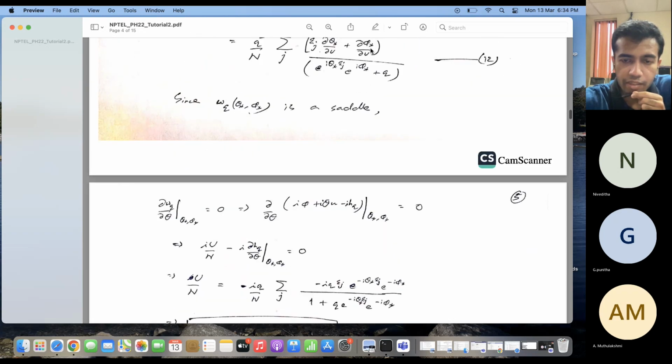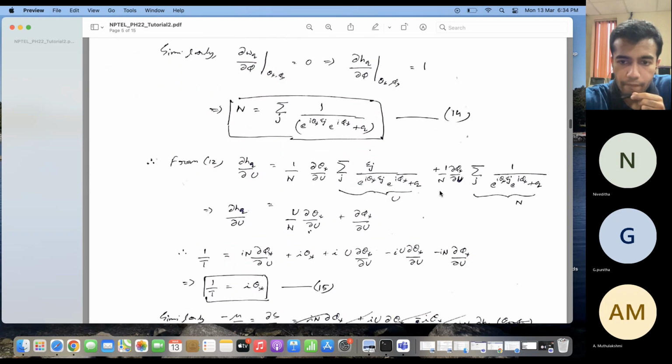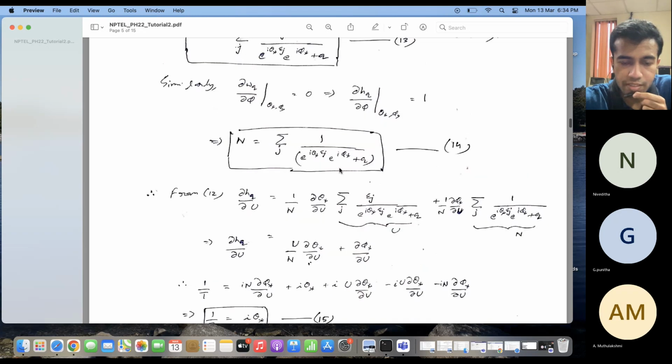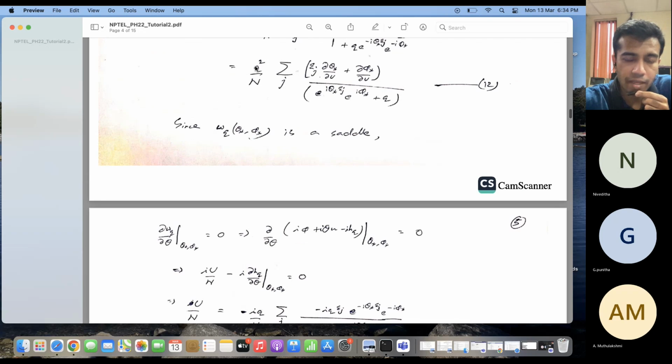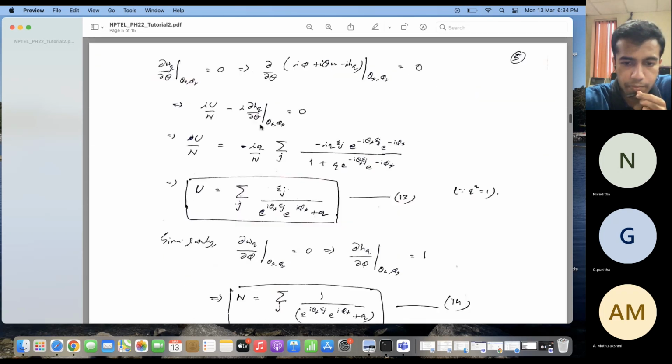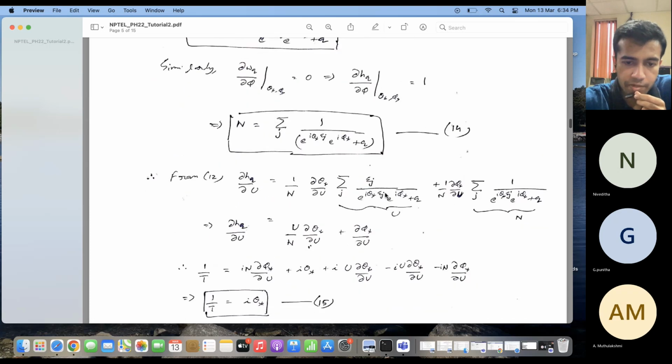Similarly, if I take this other term over here, then I get 1 over n del phi star del u summation over j of 1 by this quantity. And in doing this, I had dropped q square. Why? Because q can take values of only -1 and +1. So q square is always equal to 1. So I take q square equal to 1 and I get this expression.